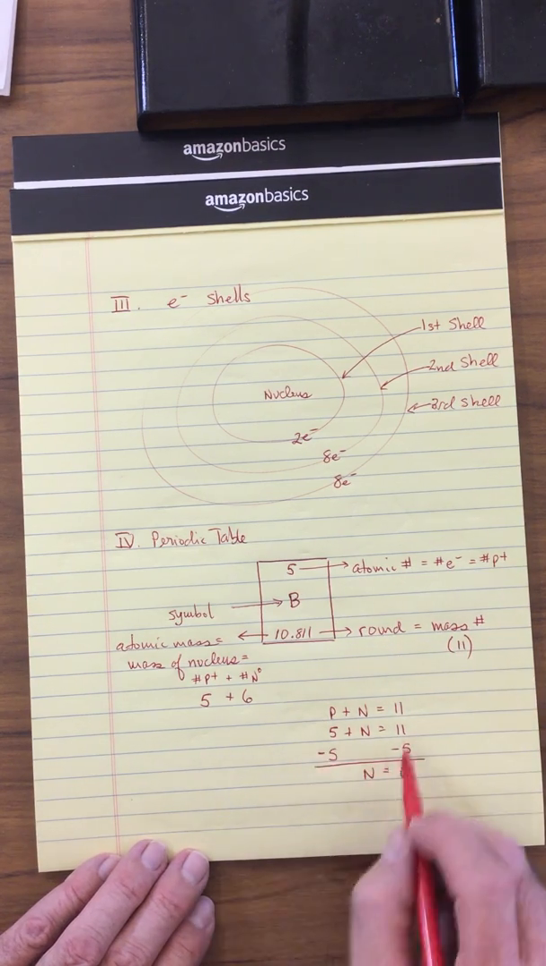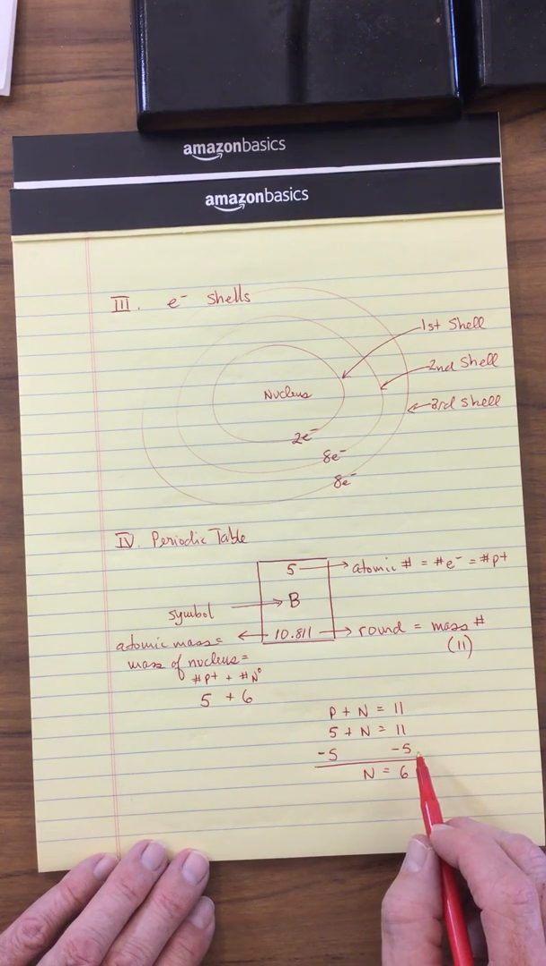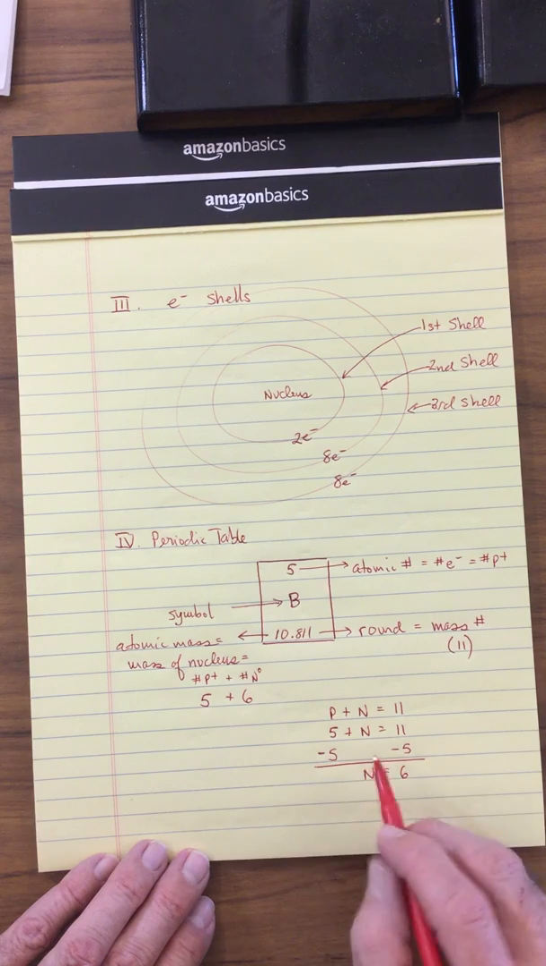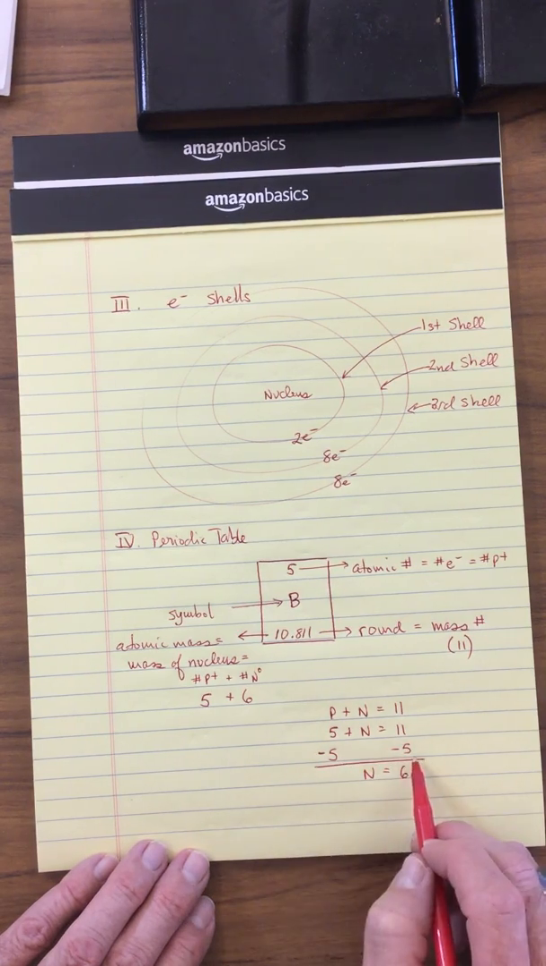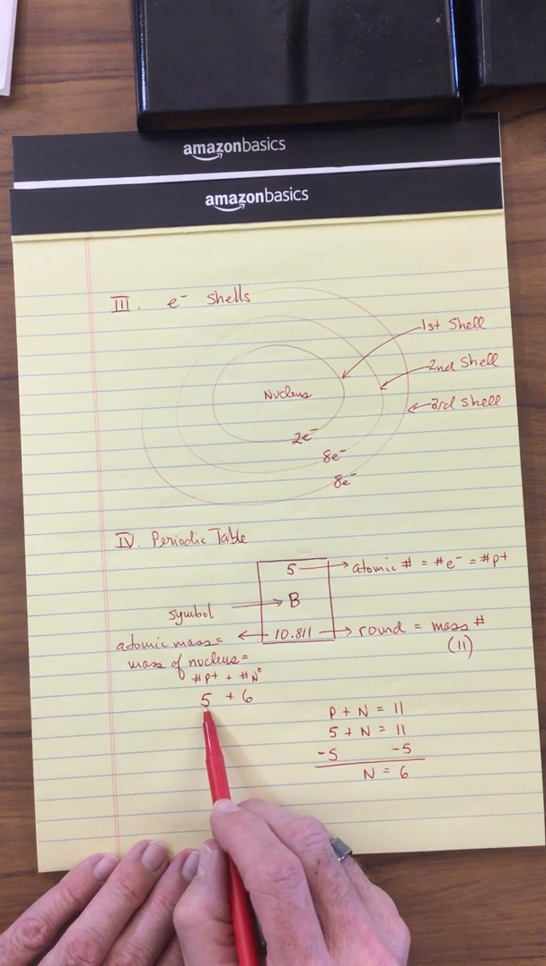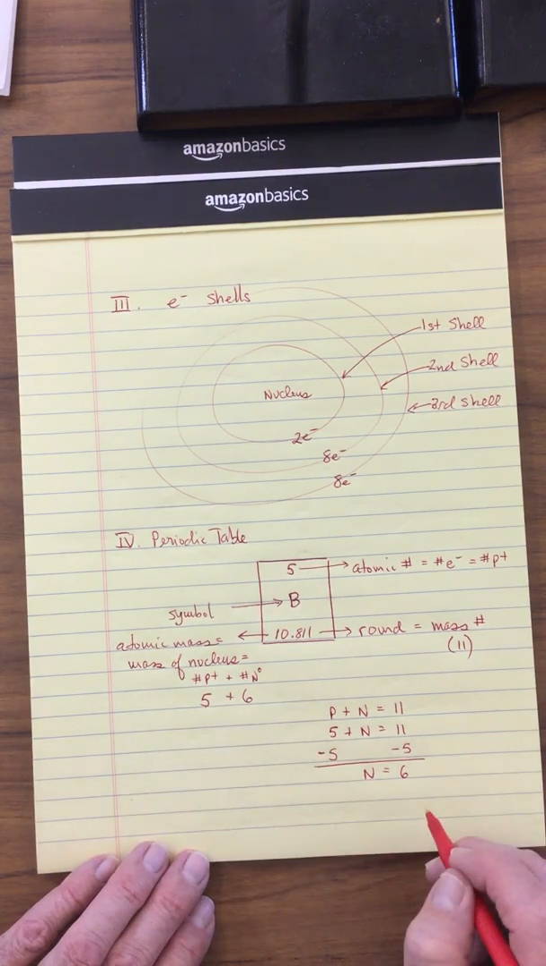But we can do this for any one of the elements in the periodic table. Let's look at this formula. What did I do to both sides? I subtracted 5. What does this 5 represent? It represents the number of protons.